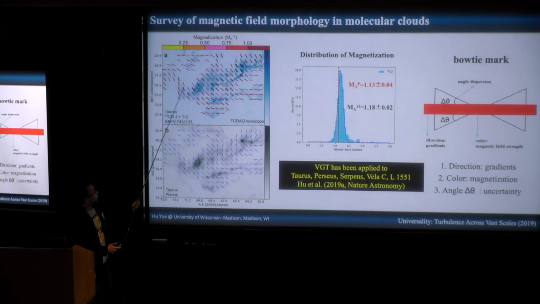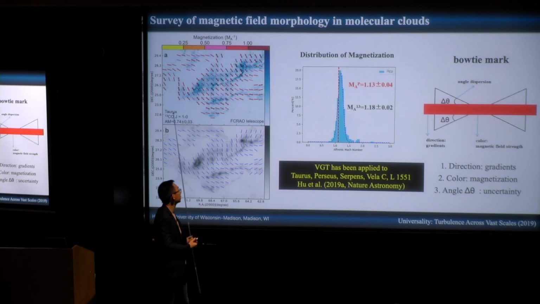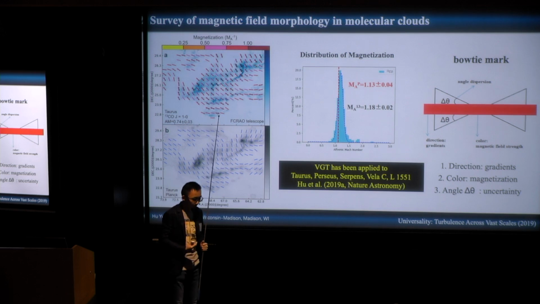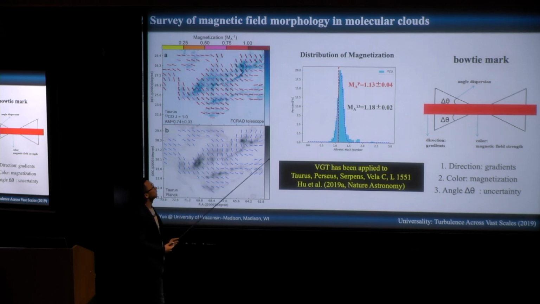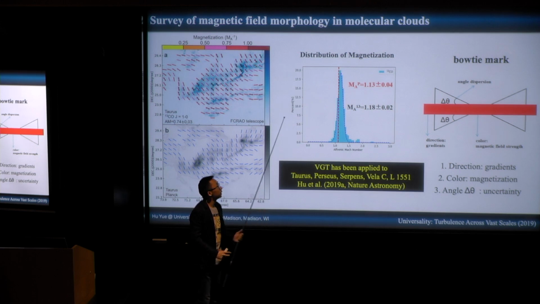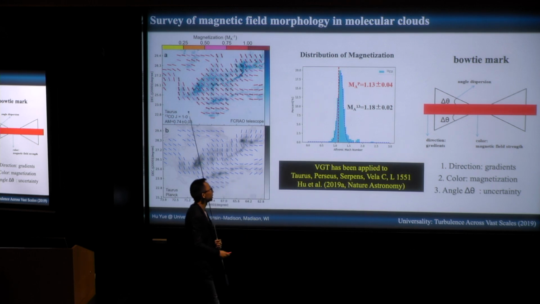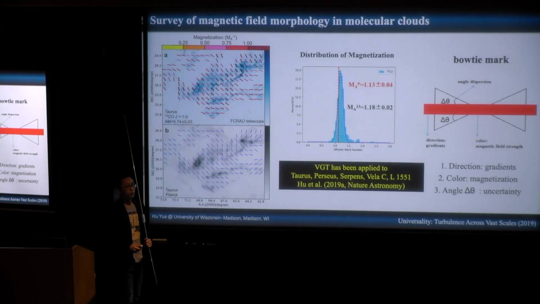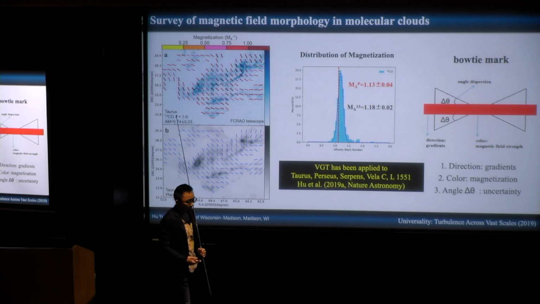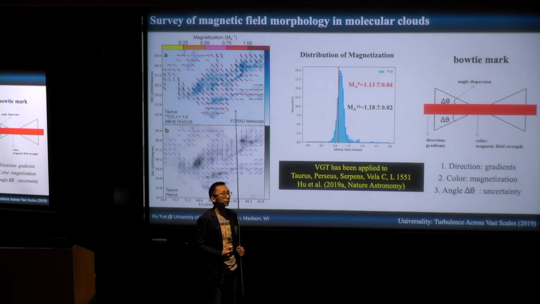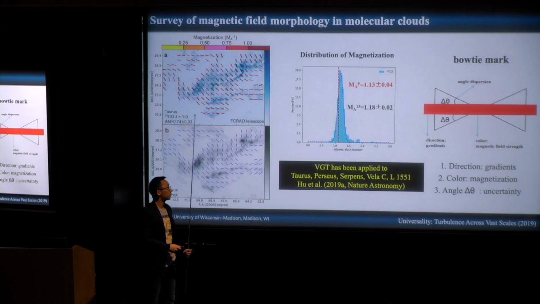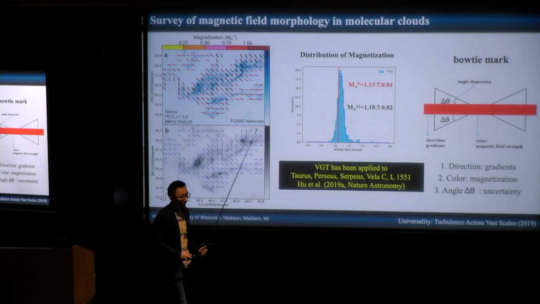We see in terms of the magnetic field tracing, they show very high agreement. And if we are going to predict the global M_A, we plot the histogram of the M_A distribution. We can find that the M_A calculated from the velocity gradients agrees with the one from the dust polarization. And this result has been published in Nature Astronomy, and the VGT has been applied to different molecular clouds, for example, Taurus, Perseus, Serpens, Ophiuchus, and L1551.